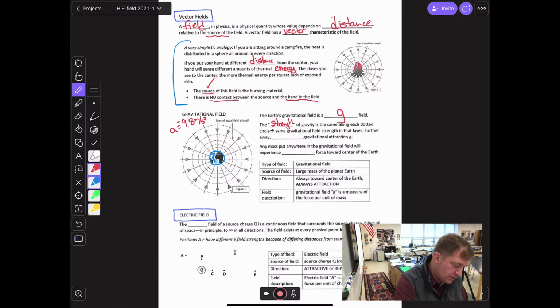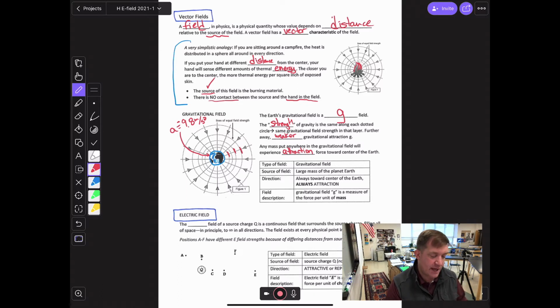Now, we always referred to the 9.8 as if you're on the surface of the Earth. But if you are some distance away or even further out, gravity actually changes or decreases with distance. The further away you get, the weaker the gravitational field, or the attraction felt by G. So any mass put anywhere in that field will experience an attraction force, a pulling force toward the center of the Earth. The closer you are, the stronger the pull.